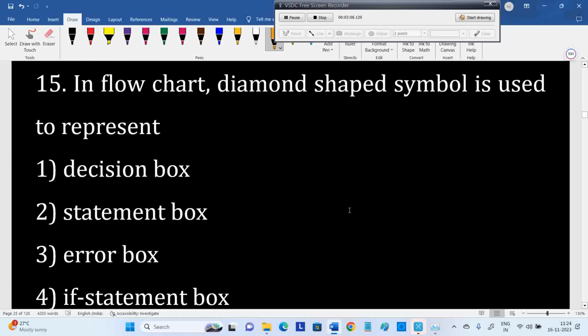Now again, see, the diamond shape symbol is used for which one? Statement, error, for which purpose is the diamond shape? Decision. Like this, they're asking flowchart questions. Let's see the next one.